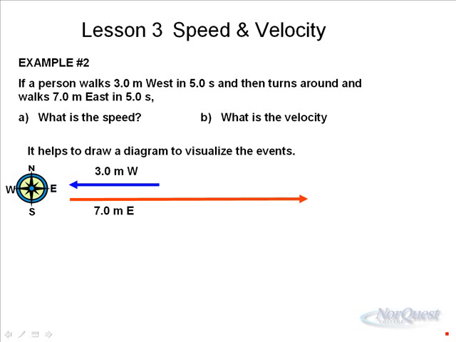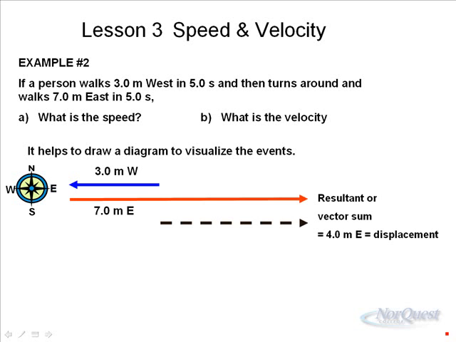But of course, what's our distance? What's our displacement? What's our speed? What's our velocity? The vector sum of these two vectors, 3 meters west and 7 meters east, is only 4 meters east. So when we calculate the speed and velocity, we have to keep in mind that the distance, which is 10 meters, is different than the displacement, which is only 4 meters east.